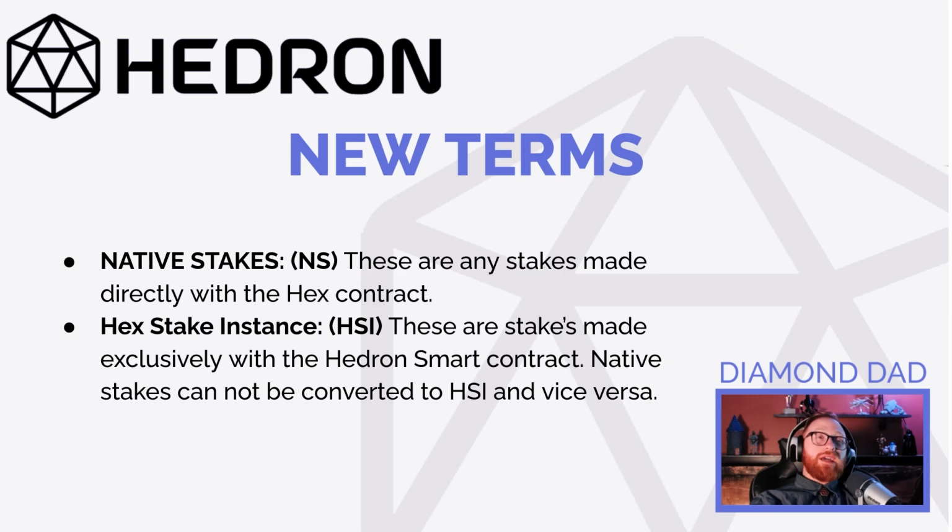Next is the hex stake instance, which is the HSI, which is the wrapped stake hex. These are stakes made exclusively with the Hedron smart contract. Native stakes cannot be converted to HSI and vice versa. So if you have a native stake, you can't convert that into an HSI. And if you had an HSI, you can't reverse that process and turn it into a native stake.